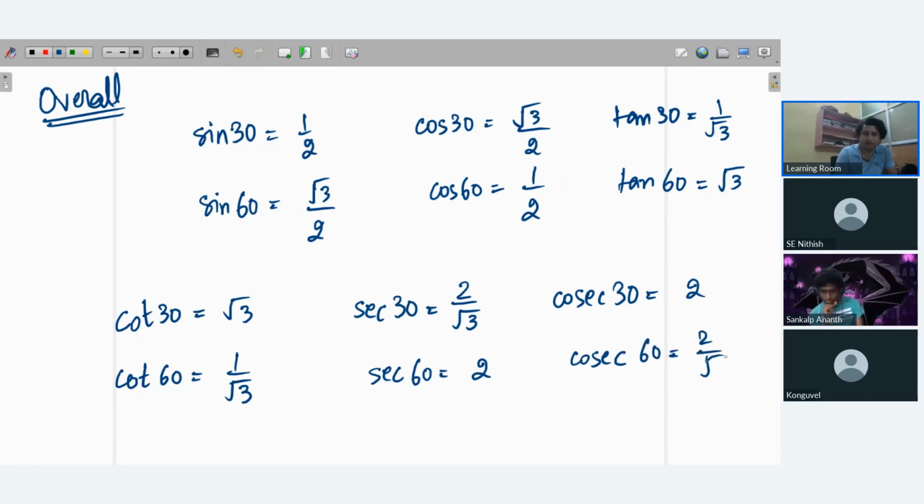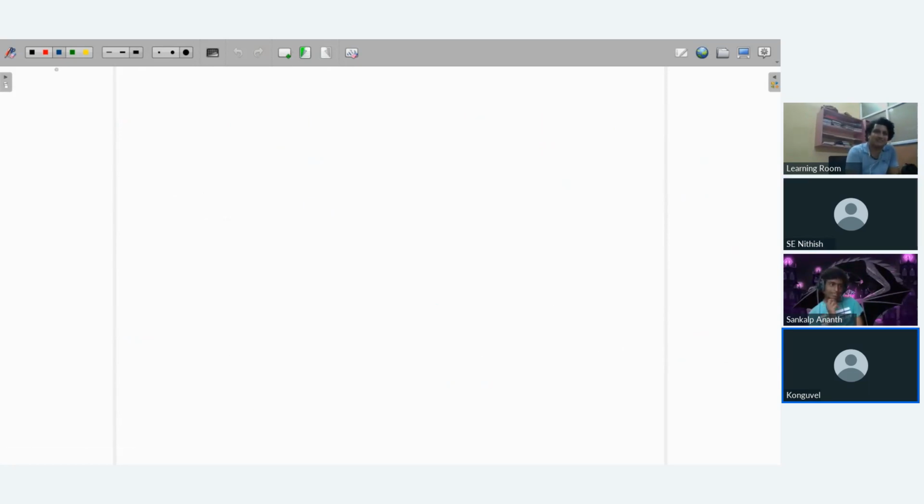Very good. So for these two angles, you now know every value of each trigonometric ratio. Let's move to a better angle, which is 90 degrees. No, 45 degrees. That's half of 90, correct.